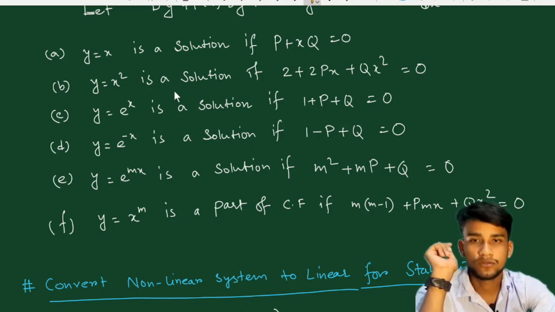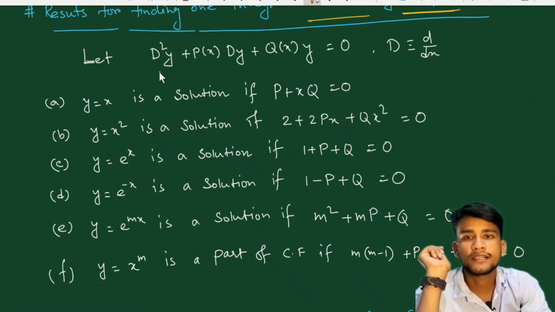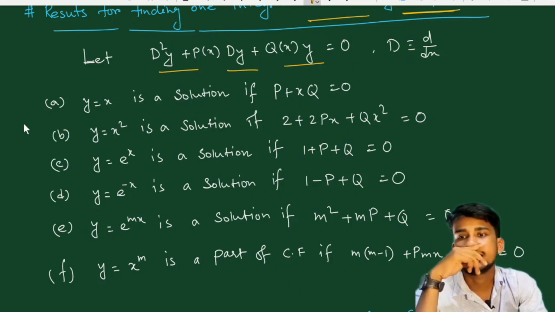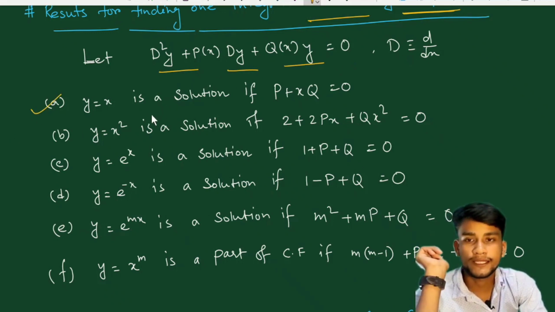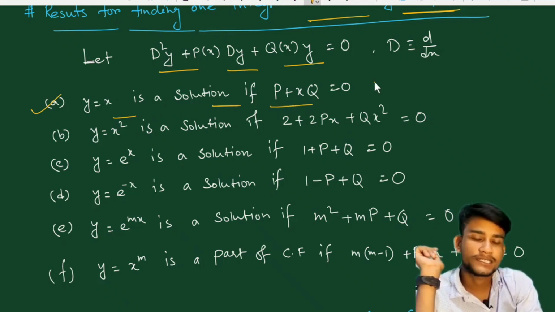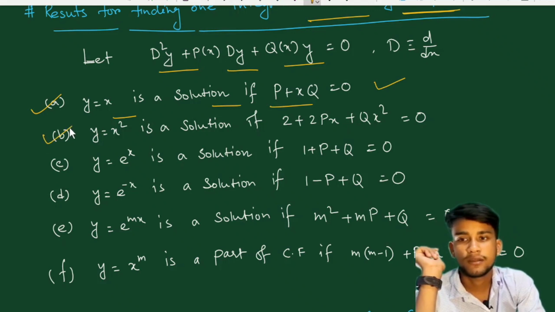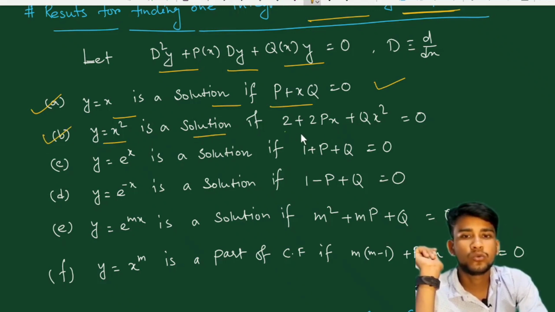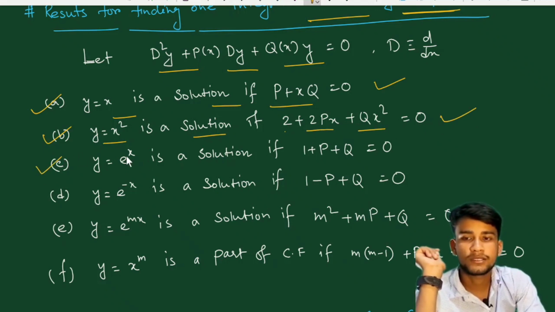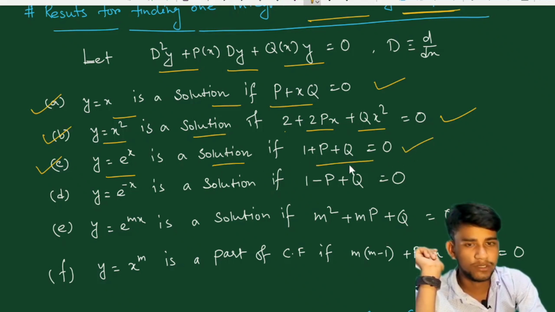Okay, so let d square y plus p(x) dy plus q(x) y equal to 0. Then number a: y equal to x is a solution if p plus x q equal to 0. Number b: y equal to x square is a solution if 2 plus 2px plus qx square is equal to 0. Number c: y equal to e to the power x is a solution if 1 plus p plus q equal to 0.